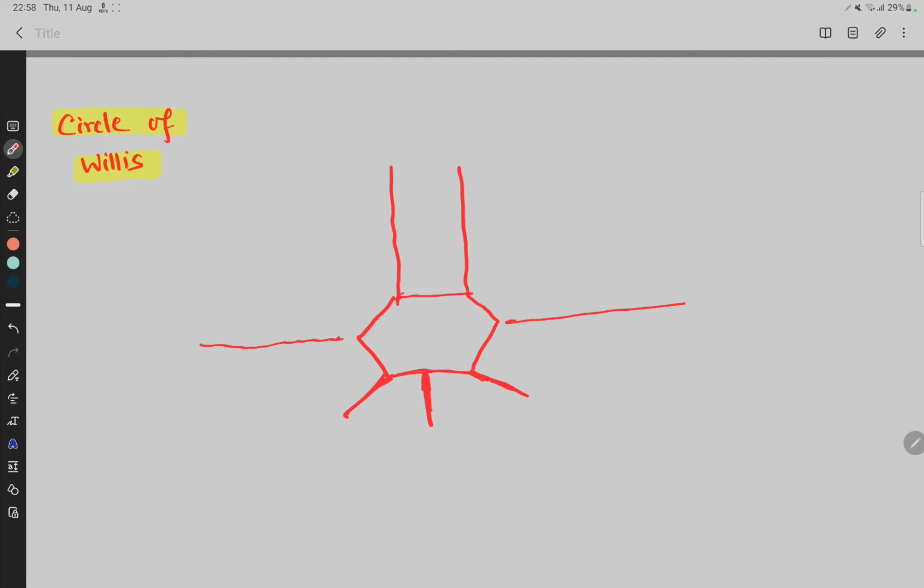form from the basilar artery. This is the basilar artery. From the base, this artery is called the basilar artery, and this basilar artery is formed from the vertebral arteries. So these are the two vertebral arteries.